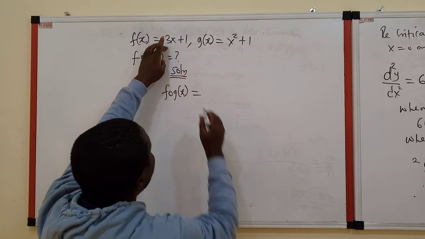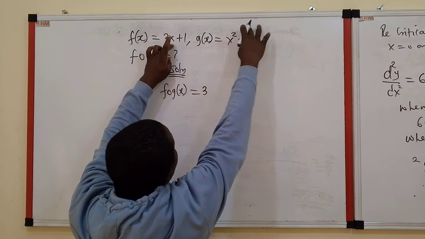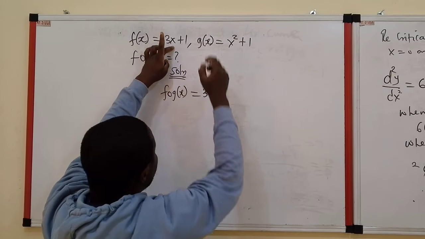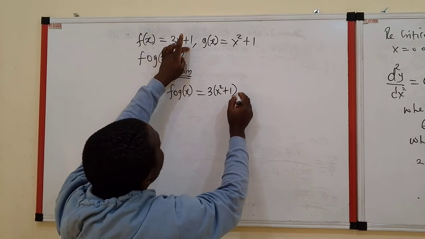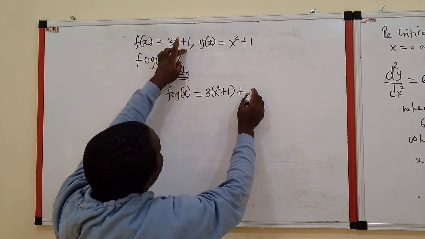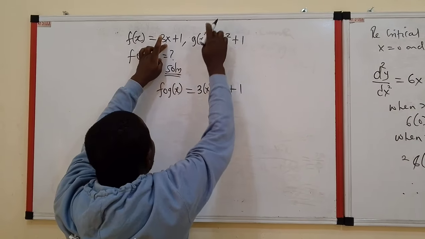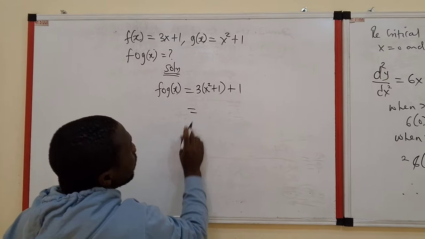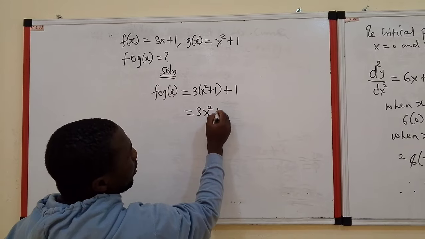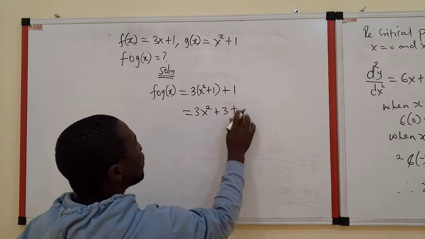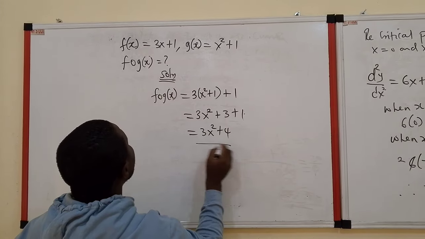So this is what we are going to do. We have 3. Go to f of x. We have seen x in f of x. Carry the whole of g of x. Replace it with the x. So I have 3 into x squared plus 1, plus 1. That's my x. So the whole of this now becomes our x. Now you expand. 3 times x squared becomes 3x squared. 3 times 1 becomes 3, plus 1. My final answer is 3x squared plus 4. That's the final answer.